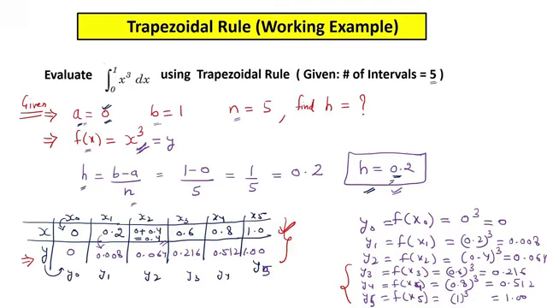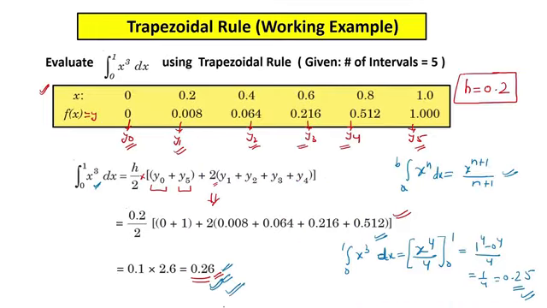Just to recap, you are given the values of a, b and n and the function. First you have to find the value of h, and then using the value of h, you find the various values of the x. Then to find the values of the y, that is the function values at these x0 to x5 points, you use the function. After computing all these values of the y, you apply the formula and you get your answer. So this is a simple method. I hope you have understood how we can apply this trapezoidal rule.